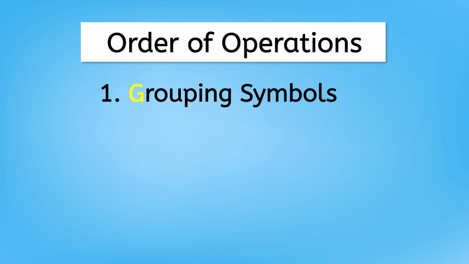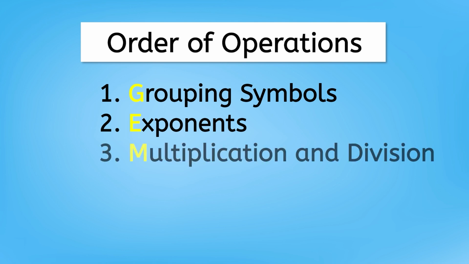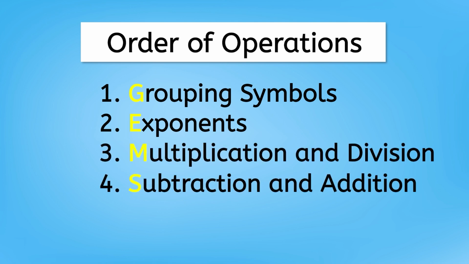First, we always solve what's inside grouping symbols like parentheses or brackets. Then we simplify exponents. Next, we handle multiplication and division. And lastly, we finish the equation by solving any remaining subtraction and addition.